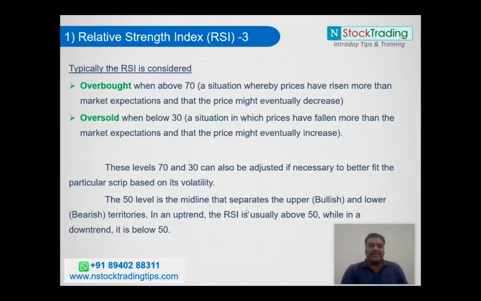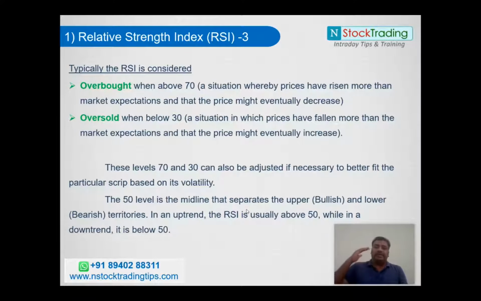The levels 70 and 30 are not fixed. For example, if you are using the Alice Blue trading platform, by default you have 80 and 20. I have shown you 70 and 30 as the range, but it can be anything based on the market volatility and the particular script which you are considering.